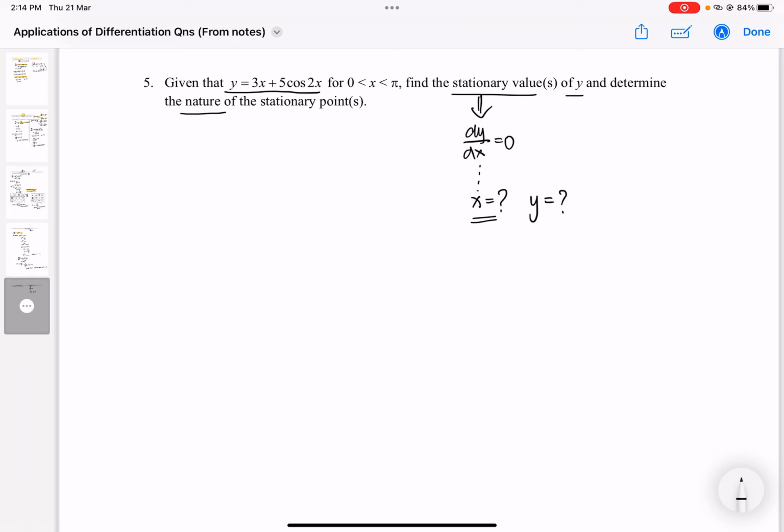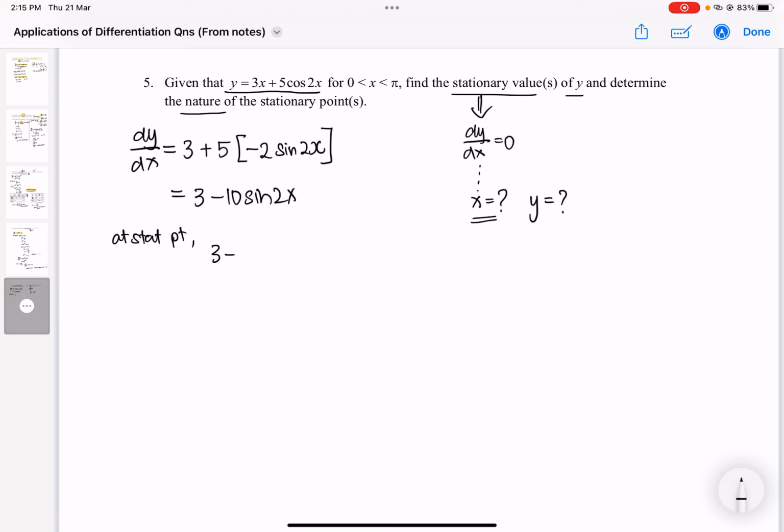And then for the second part, we need to find the nature of the stationary points. So let us find dy dx. Differentiating 3x gives us 3. Differentiating 5 cosine 2x, I will copy the coefficient. Differentiating cosine 2x will give us negative sine 2x. We will also need to differentiate the angle and multiply by that, so times 2. So dy dx is 3 minus 10 sine 2x. So at stationary point, this whole thing would be equal to 0, which gives us a trigonometric equation.